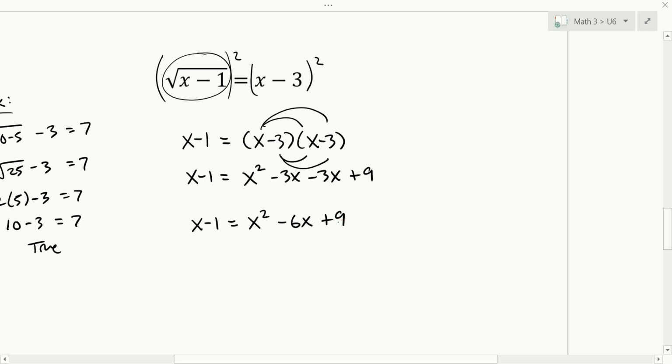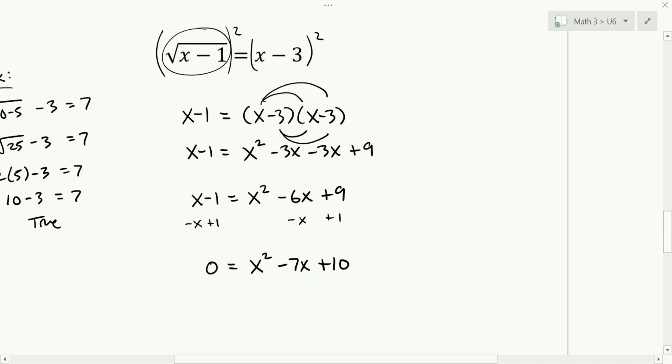And then because it's quadratic, because we have an x squared, we want to make one side equal to 0. I'm going to make the left side equal to 0 by subtracting x and adding 1 to both sides of the equation. So 0 is x squared minus 7x plus 10. And now we try to factor this. We're looking for two numbers whose product is 10 and whose sum is negative 7. Is that possible? Yeah. Negative 2, negative 5. So this factors to x minus 2 times x minus 5.